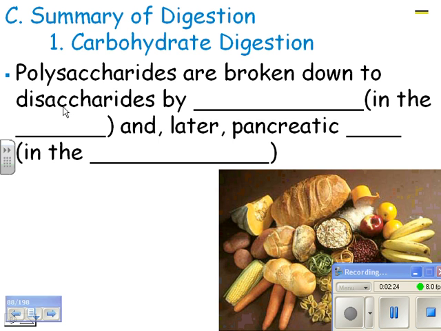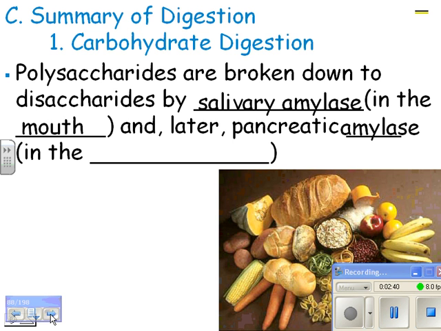Polysaccharides are broken down into disaccharides by an enzyme in the mouth. It's called salivary amylase, made in the salivary glands, but it's used in the mouth because food doesn't actually make it into your glands. And then later by the same enzyme, this time made by the pancreas, so later by pancreatic amylase. And again, food doesn't actually make it into your pancreas. Food is digested in the small intestine with enzymes that got secreted from the pancreas.